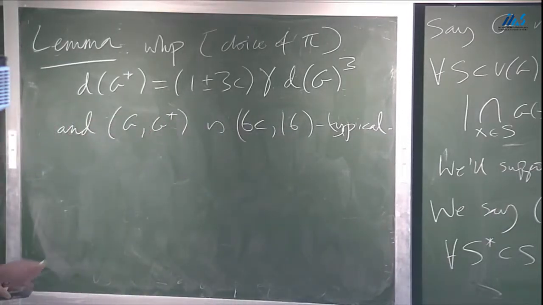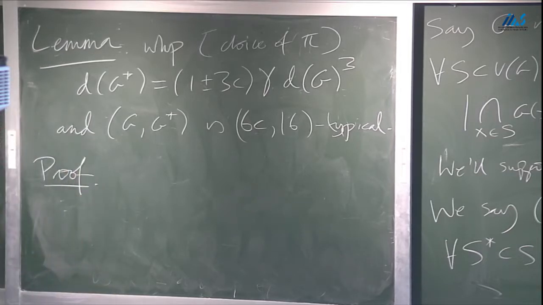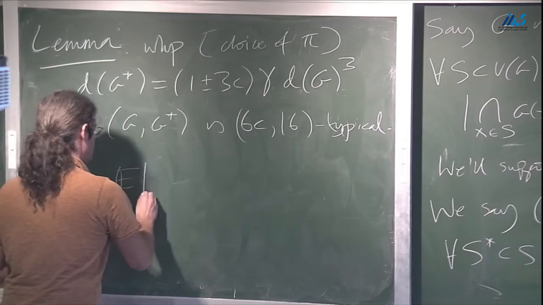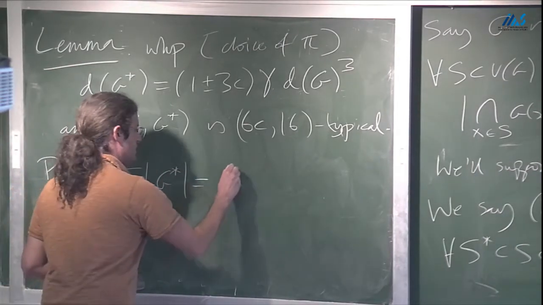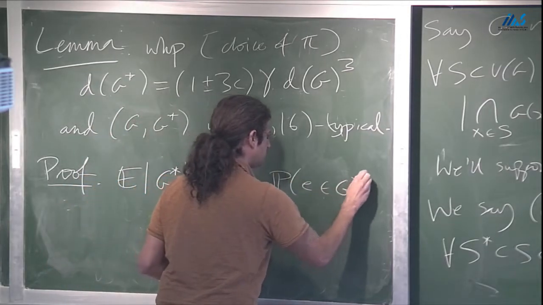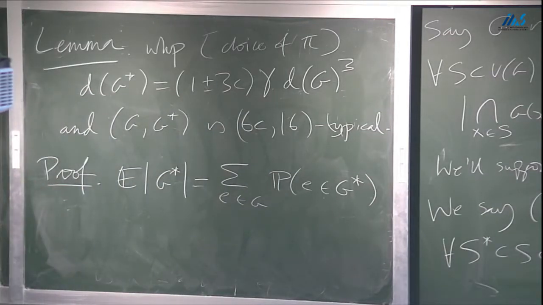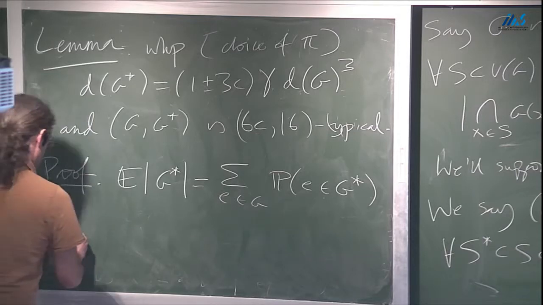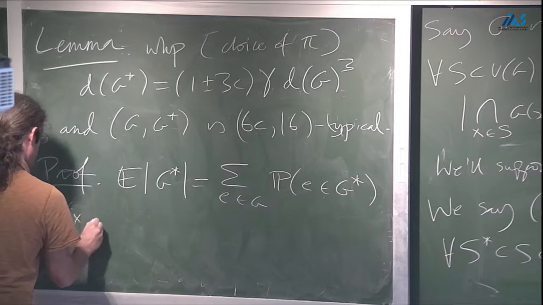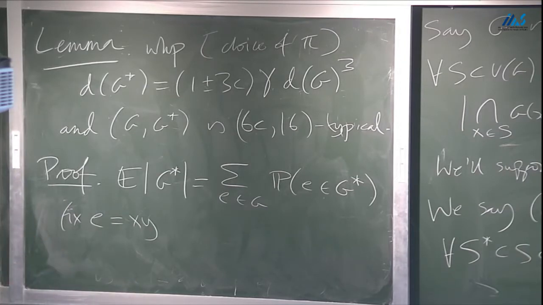Okay, so let's prove this. First work out the expected number of edges in G star. It's the sum over all edges in G of the probability that e is in G star. So let's fix an edge e, which is xy, and figure out the probability that it's in G star, and let's condition on pi x and pi y.